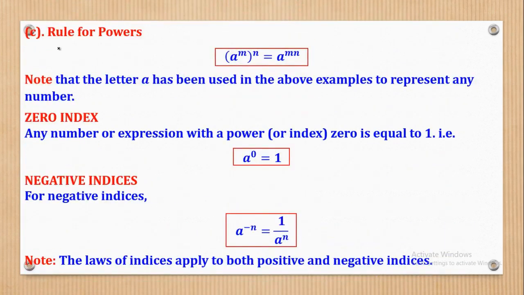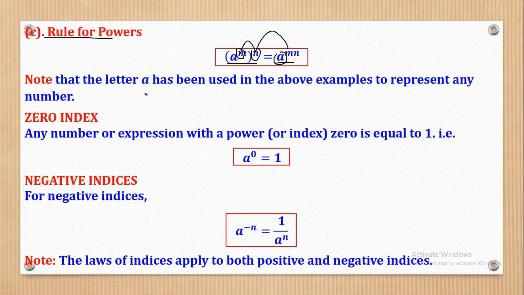Then the third rule is the rule for powers. For the rule for powers, you can be given more than one power. As long as it is more than one power, just know that all those powers will be multiplied. So this time there is this power and there is also this power. All are powers of a. Therefore, you have to multiply the two powers and put them on the same base.